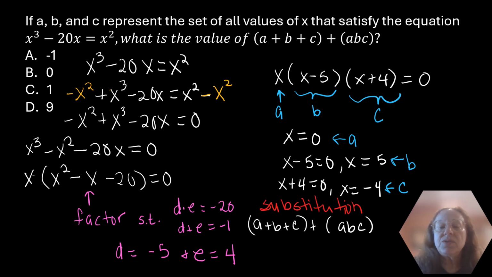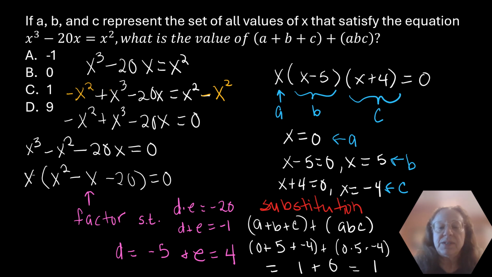So now by substitution, we're going to substitute A, B, and C into the formula that they're asking for, (A plus B plus C) plus (A times B times C). So everywhere you see an A, you put a 0. Everywhere you see a B, you're going to put a 5. And everywhere you see a C, hard to say, you put a negative 4. So we have (0 plus 5 plus negative 4) plus (0 times 5 times negative 4).